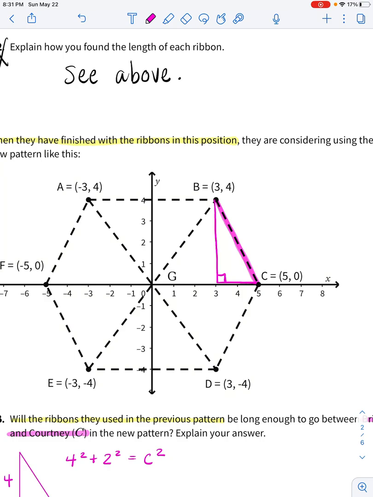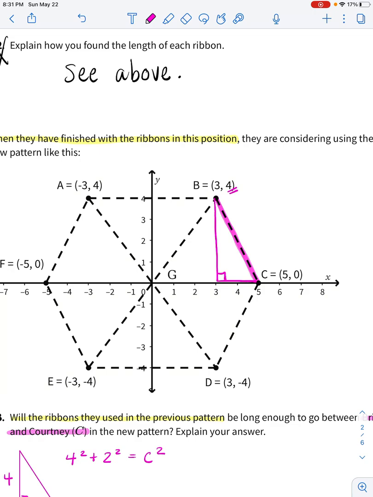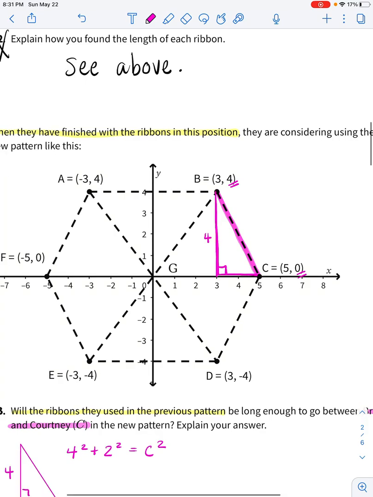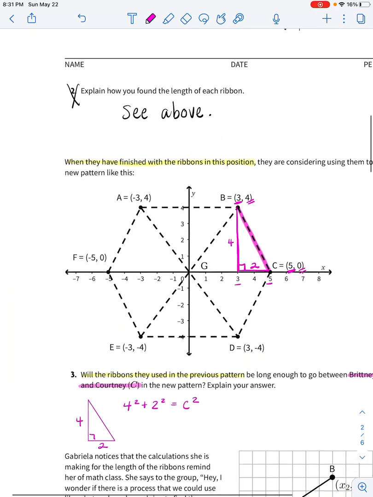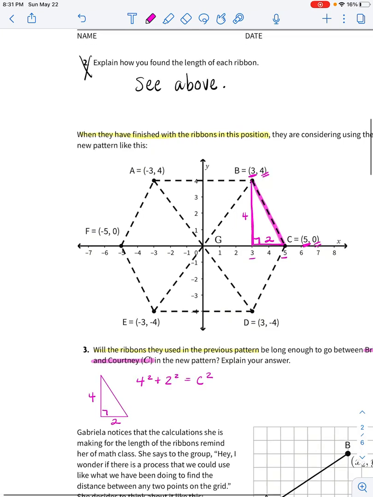So you just want to find essentially the difference between, we have a vertical difference. Think about the difference between 4 and 0, that's 4, or you can just count 4 units on the grid. And then the difference between 5 and 3 is the difference here, which is 2. All right, and then we just go ahead and use our good old friend, the Pythagorean theorem. We're using that a lot.